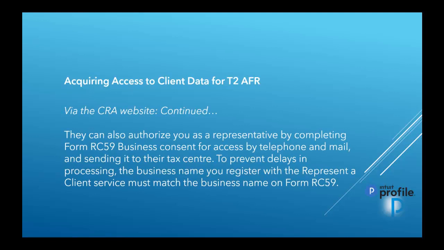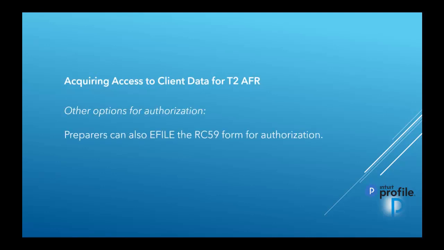They can also authorize you as a representative by completing that form RC-59, which is the business consent for access, either by telephone or mail, and sending that to the tax centre. This is important to prevent delays in processing. The business name you register with the Represent a Client service must match the business name on that RC-59 form.